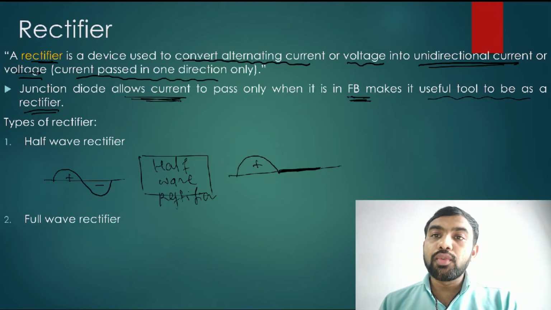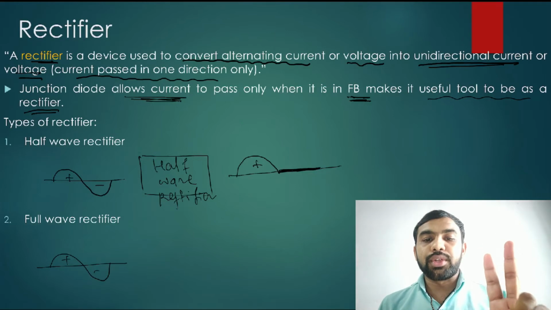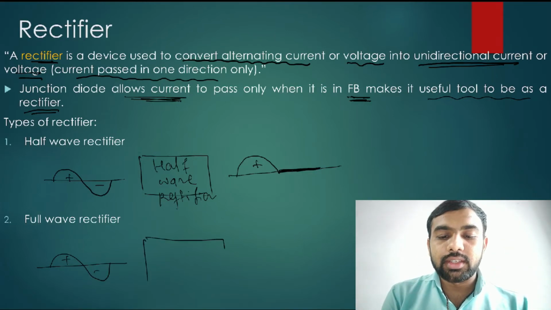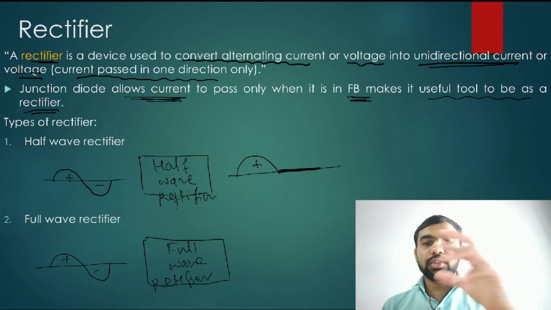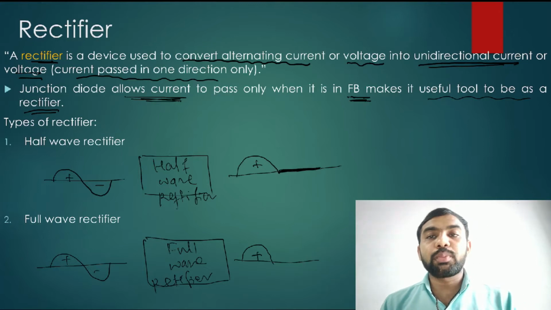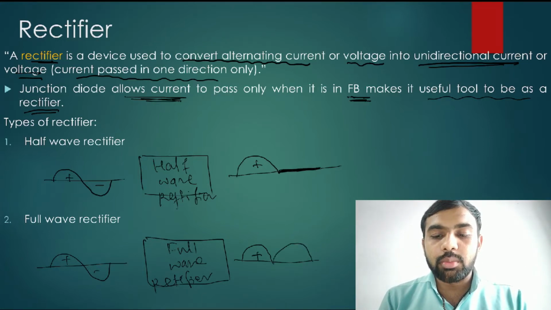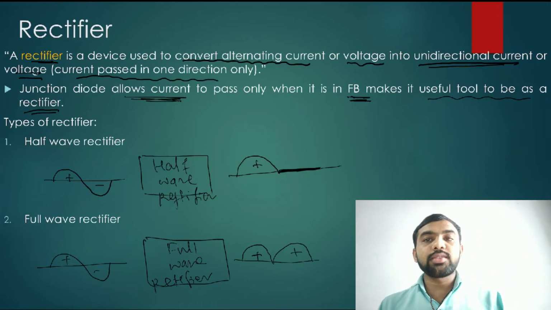Now what happens in a full wave rectifier? If you consider that as the input, positive and negative, then both are passed through it, but only in one direction. Suppose it is a full wave rectifier and the input is passed through it like this. The positive cycle is passed in one direction, and the negative cycle is also passed in the same direction. See, both are positive: the positive is as it is, and the negative becomes positive.